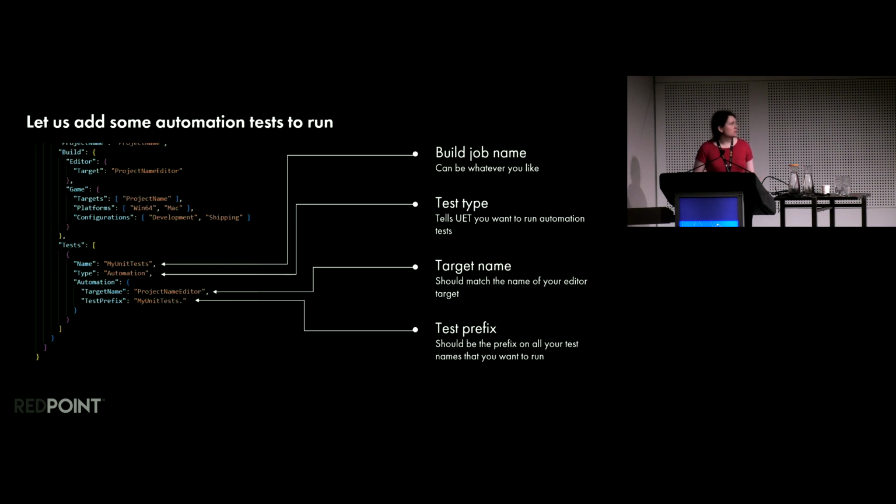We can add some automation tests to this. So just underneath the build section, we can add the test section. The name is going to be just the build job name, whatever you want it to appear as on GitLab. You can set the test type. So in this case, this is an automation test example. And then you just set the target name, which is the name of your editor target, and the test prefix of the test you want to run. There's more options to this, such as configuring retries and timeouts and so on and so forth. I'll get to where those are covered in a moment.